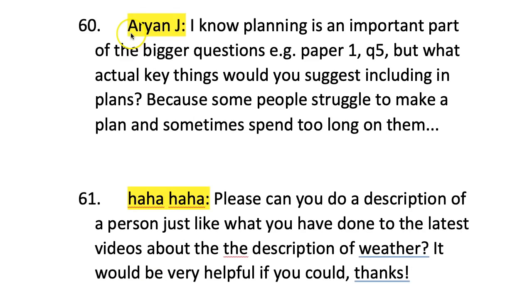Arian J: I know planning is an important part. What actual key things would you suggest including in plans? Because some people struggle to make a plan and sometimes spend too long on them. 100%, Arian, the crucial thing here is how long you spend.